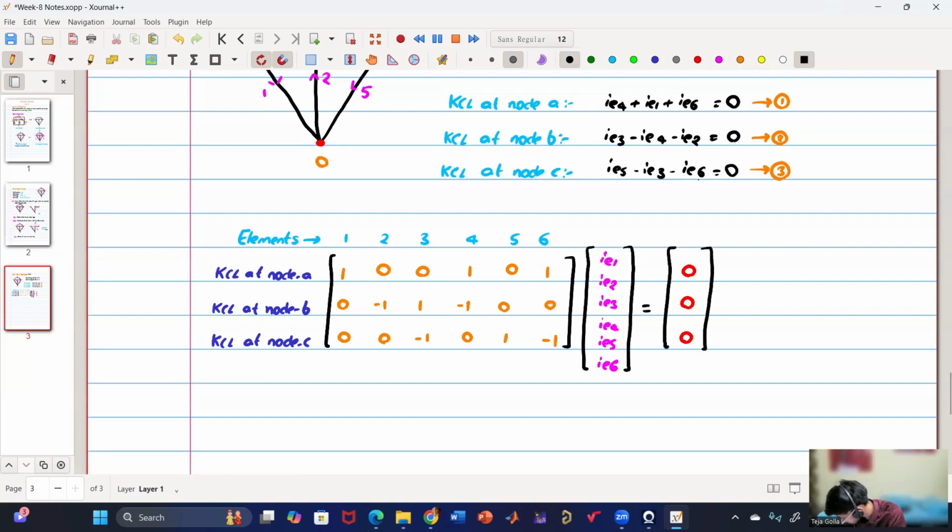So I can write the above three equations in this format. Just check and see what I have done. I have written some matrix into element currents is equal to 0. So basically the three equations I have written in a single matrix equation. Is this clear or any doubts?